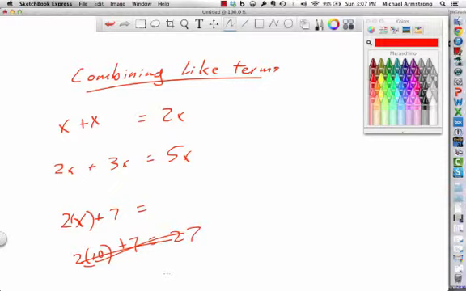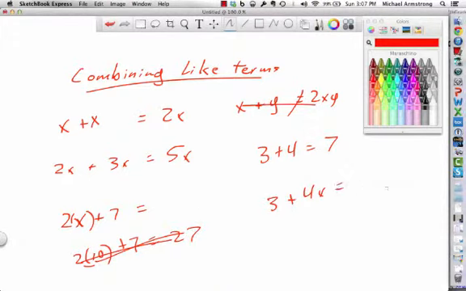You can't put them together. You also cannot put together an x and a y. So I don't have 2 of anything here. X plus y is not 2xy. That doesn't work. They're different. They're not like. If I have a 3 and a 4, those are similar. Those are like, so I can put them together. But if I have a 3 plus a 4x, I'm stuck. I can't put those together.